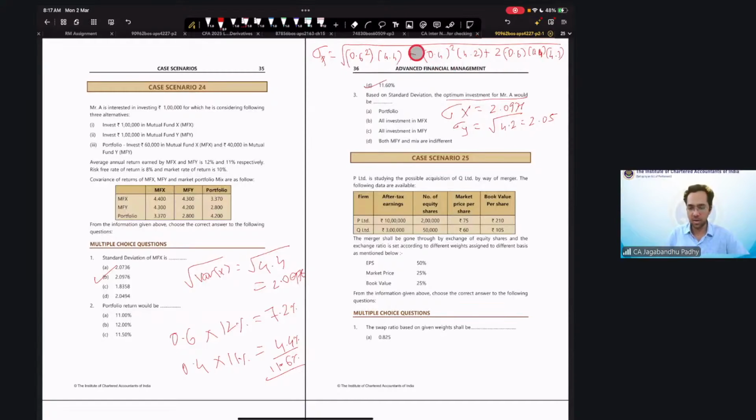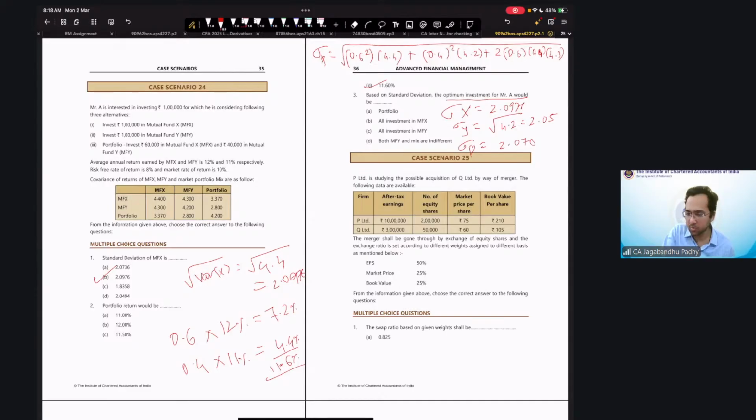So what's the standard deviation of portfolio then, guys? Just solve this. It is weight of X square into variance of X, plus weight of Y square into variance of Y, plus 2 into weight of X, weight of Y multiplied by covariance. Give me this number. 2.078.